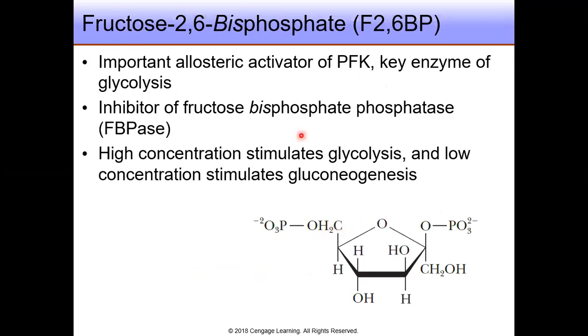Now we want to talk about the role of this sugar phosphate called fructose 2,6-bisphosphate. This is the structure of this sugar phosphate. They found that the intracellular level of fructose 2,6-bisphosphate is a key point, where a high concentration stimulates glycolysis and a low concentration stimulates gluconeogenesis. The concentration of this sugar phosphate in a cell depends on a balance between its synthesis, catalyzed by the enzyme phosphofructokinase 2, and its breakdown, catalyzed by fructose 2,6-bisphosphatase 2.